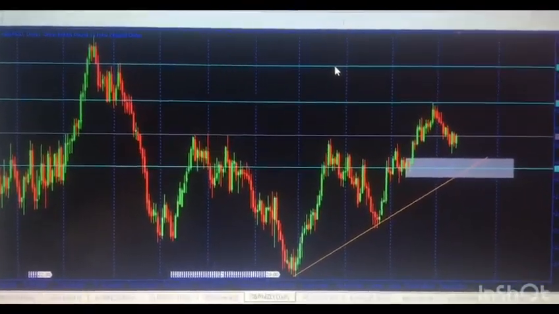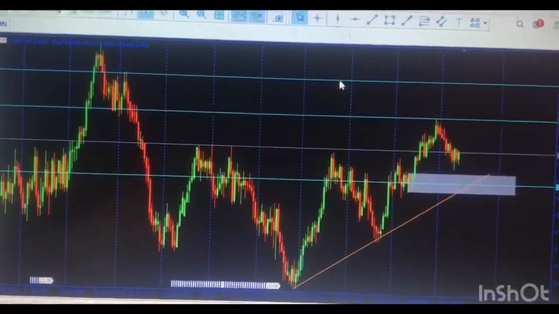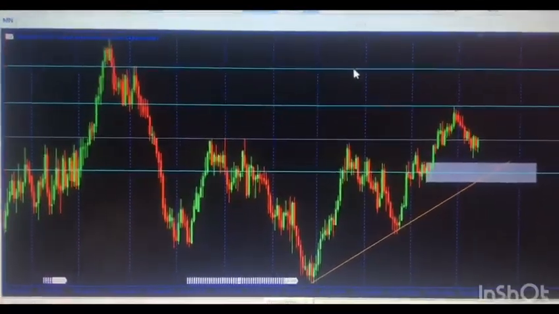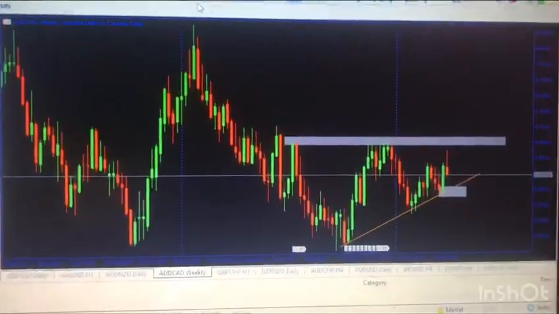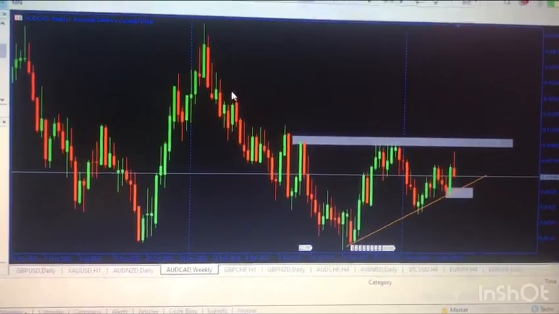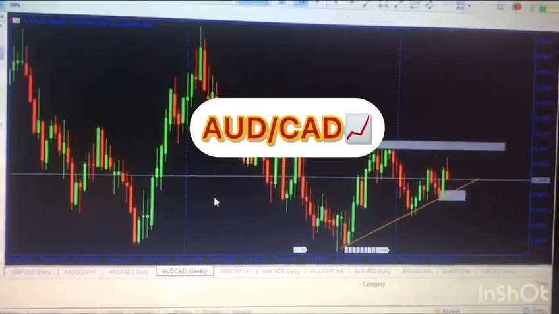So that's for GBP New Zealand, and that's what we're expecting this week. So we'll move on. Alright guys, the next pair we'll be looking at is AUDCAD.